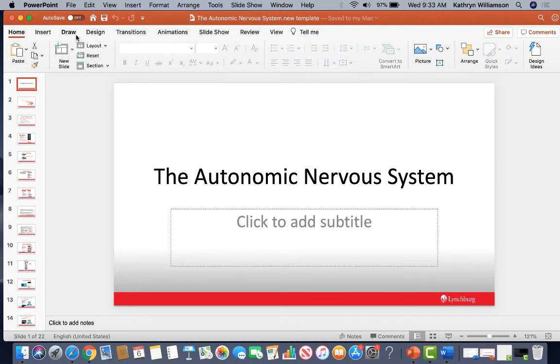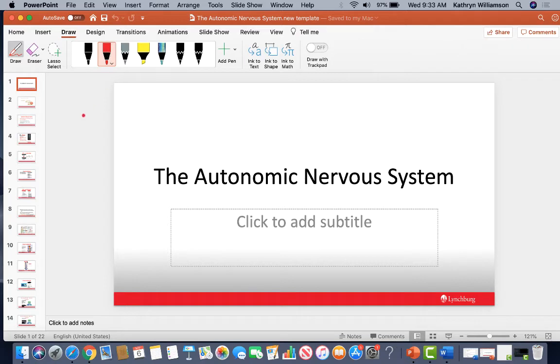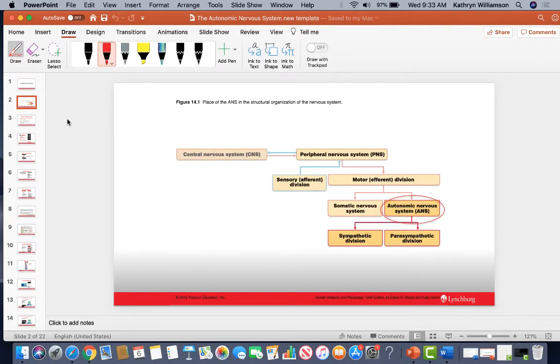Okay, so today we're going to talk about the autonomic nervous system. And I think it's important to keep in mind where we are in the grand scheme of things. If you look at the breakdown, we've talked about the central nervous system, which is going to be brain and spinal cord. And then we also have the peripheral nervous system, which is all the nerves outside of the brain and spinal cord. We can divide the peripheral nervous system into two divisions. We have a sensory division, which is the afferent, and a motor division, which is the efferent.